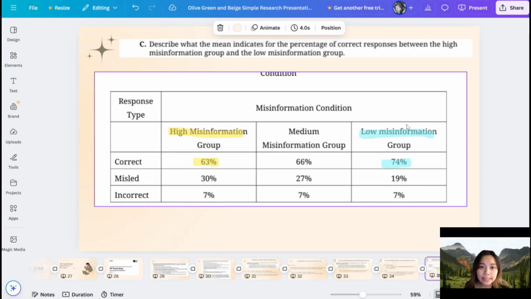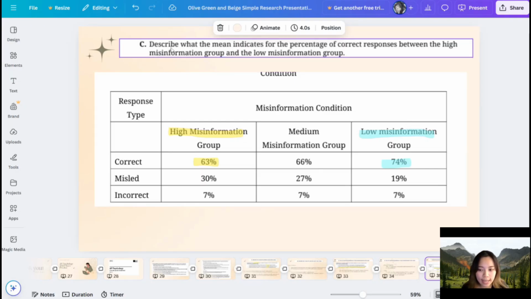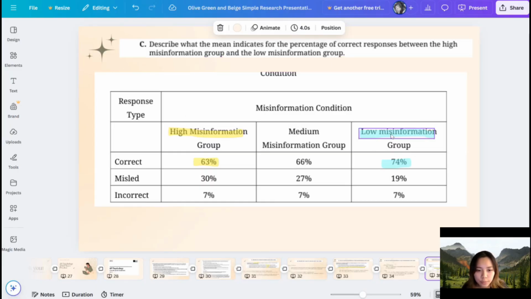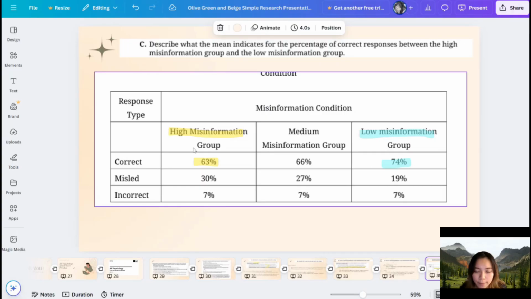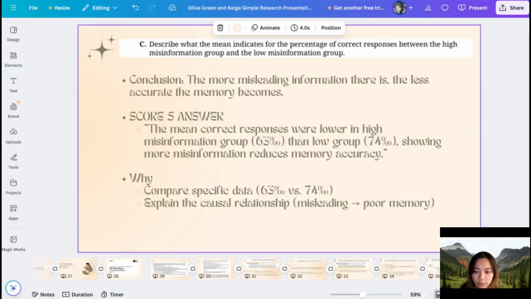Describe what the mean indicates for the percentage of correct responses between the high misinformation group and the low misinformation group. Right? The problem already asked about the high misinformation group and the low misinformation group. So you just need to compare them. Correct responses right here, high misinformation and low misinformation. It's really easy. I love this set. Set 1 is obviously easier than set 2.